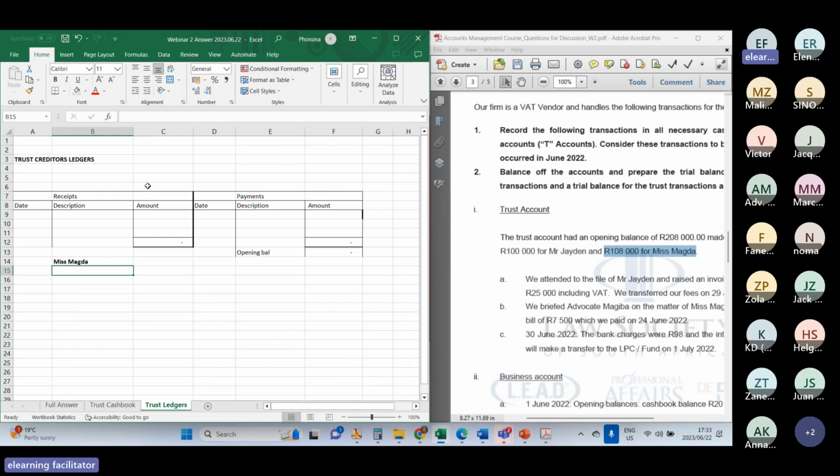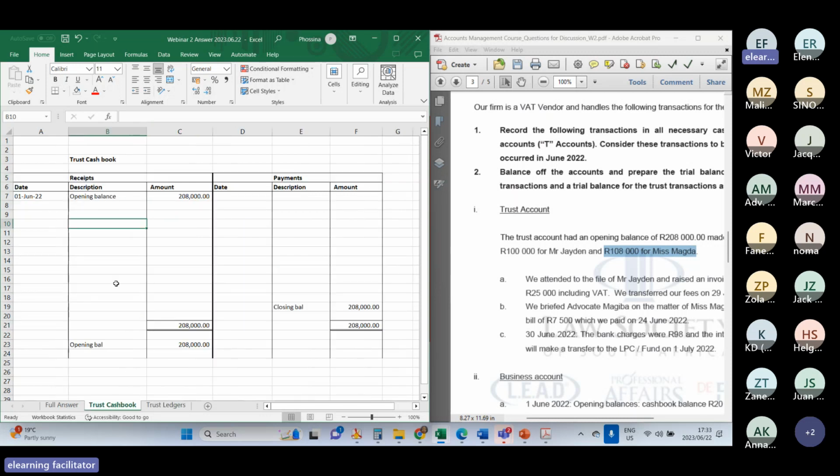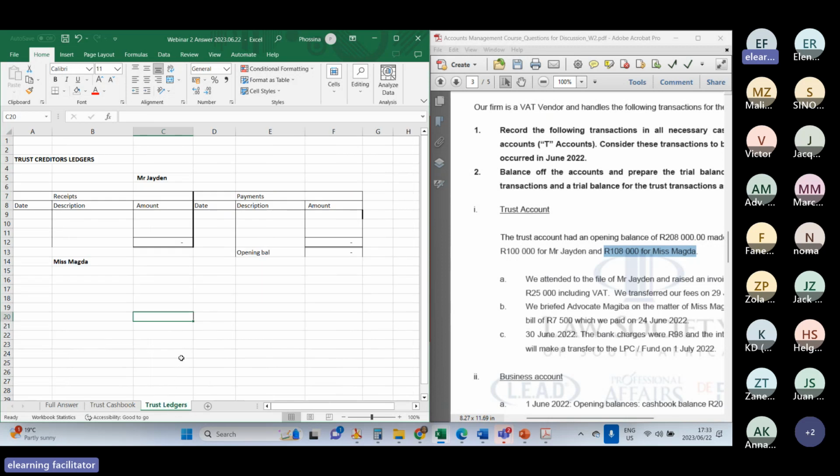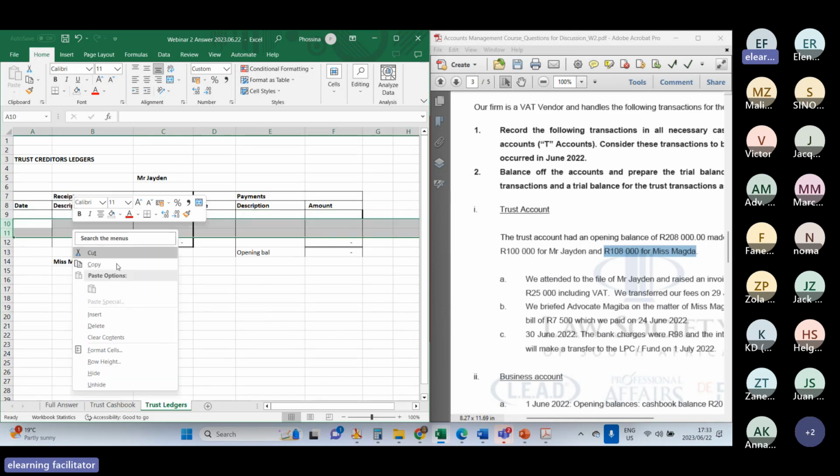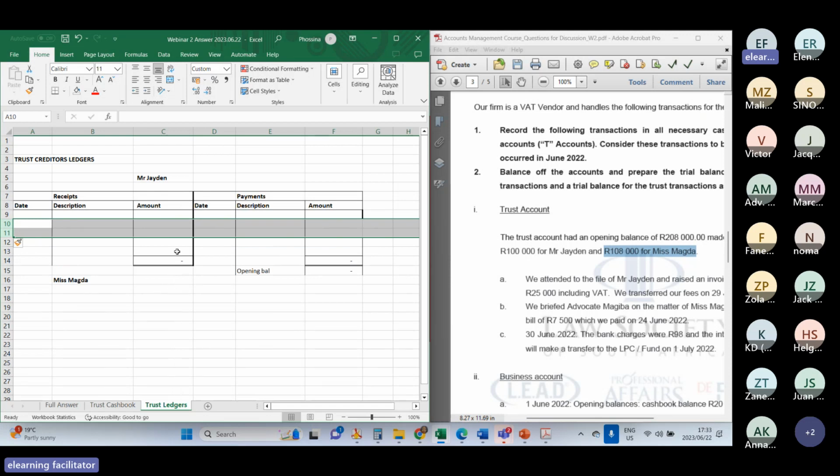Our first trust ledger would be for Mr. Jaden. Remember debits and credits: for a debit of 208, these are trust creditors. A creditor should have a credit balance. In our trust account, our creditors should always have credit balances. If ever they have debit balances, then it means we are in trouble. We have taken more than what we are supposed to take. The practice is to report itself to the LPC to say we are having issues here. Even auditors report you if you've got debit balances. Those are some of the rules that are there.